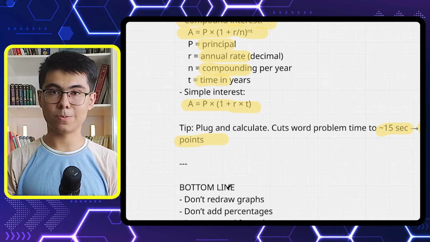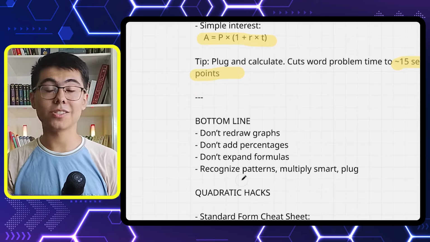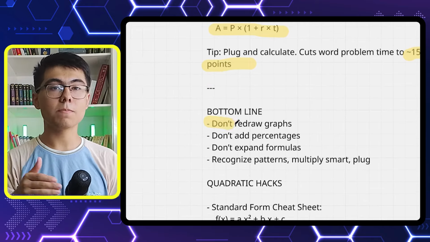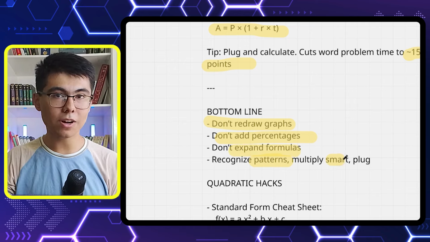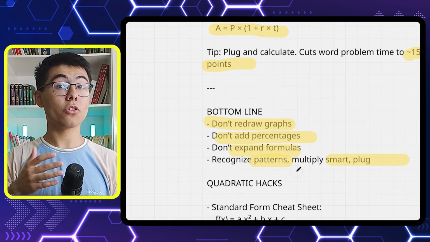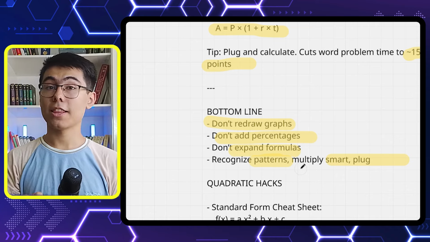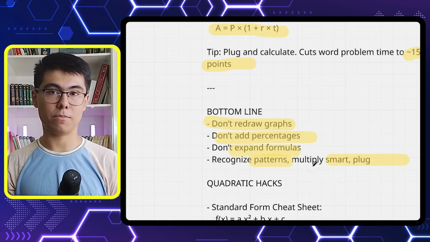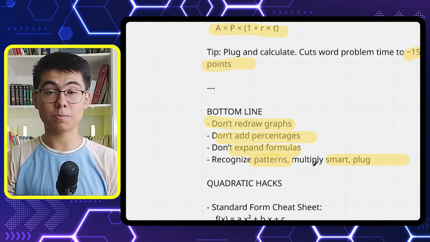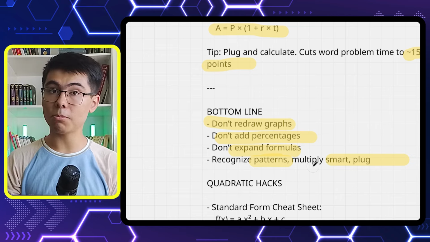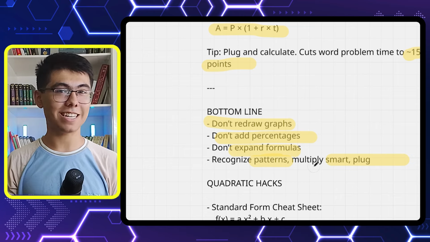So burn this into your brain. Don't add percentages, don't expand nonsense, just multiply multipliers, draw formulas, and move on. And listen, if you thought this hack was brutal, the next one is a straight up ambush. It's the kind of move that lets you predict answer choices before you even finish the problem. And yeah, that's the next one.